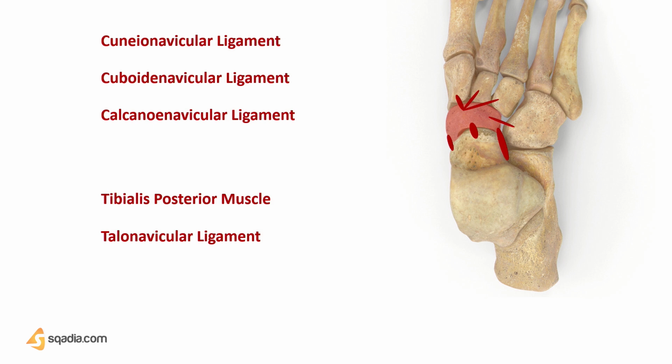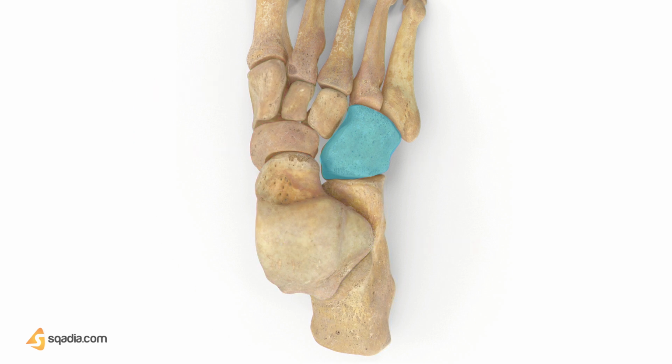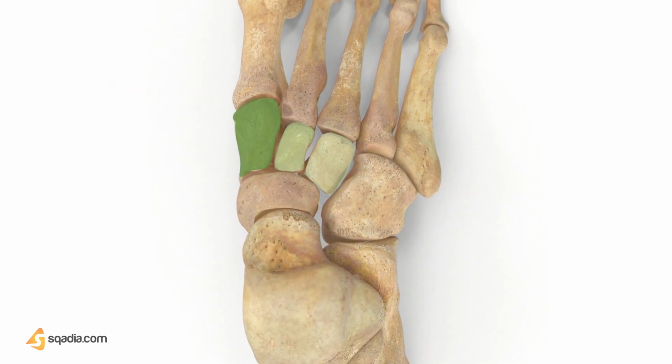Now we will move towards the cuboid bone. The medial surface of the cuboid bone provides the attachment of strong interosseous ligaments. These ligaments attach the cuboid bone to the cuneiform bone present alongside. In the end, we will discuss the muscle attachments of the three cuneiform bones.